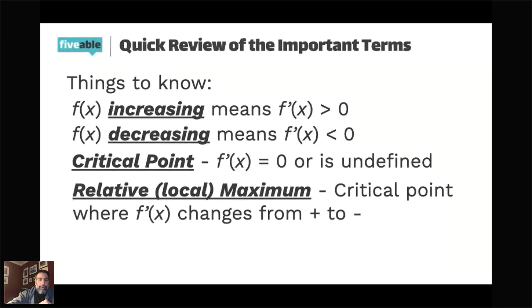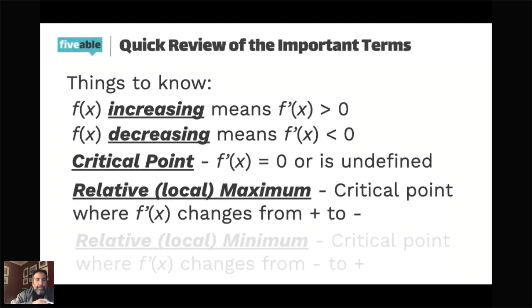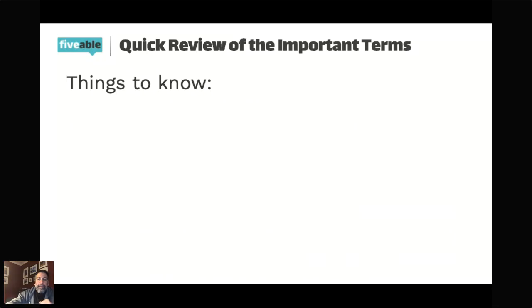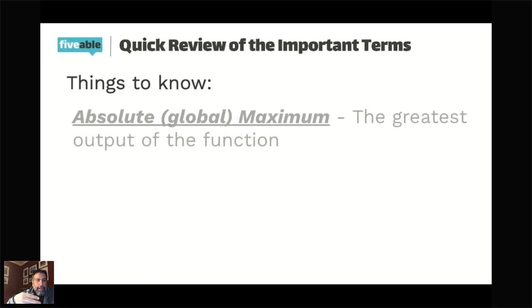Along with a relative or a local maximum, there's the relative or local minimum, which is, again, the same idea. It's going to be a critical point where the derivative is going to change from negative to positive. In other words, this time your function will be decreasing until that point and then increasing afterwards. All of these terms deal directly with the derivative. So if you hear any of these terms, increasing, decreasing, critical points, max and min, you're thinking first derivative for all of these.